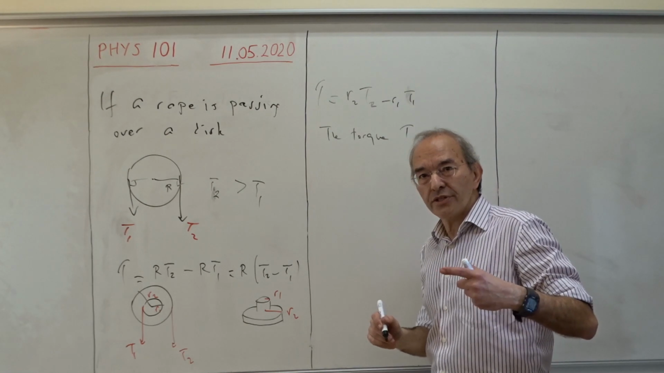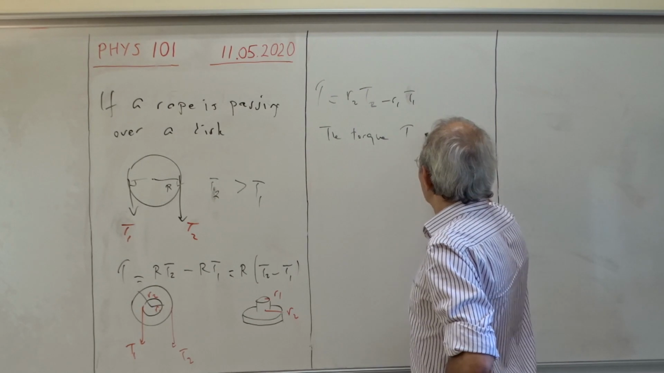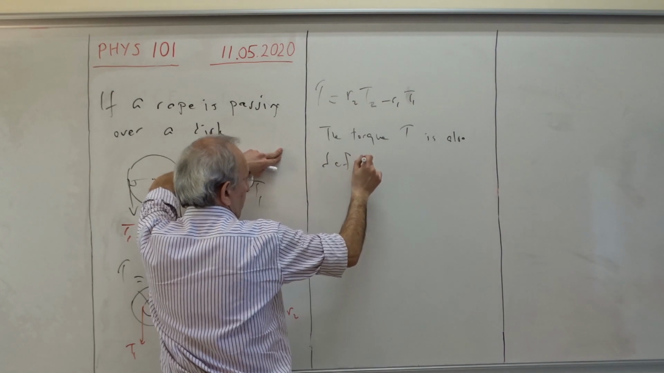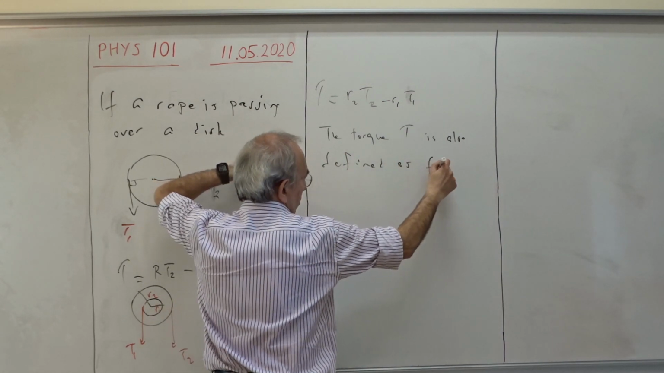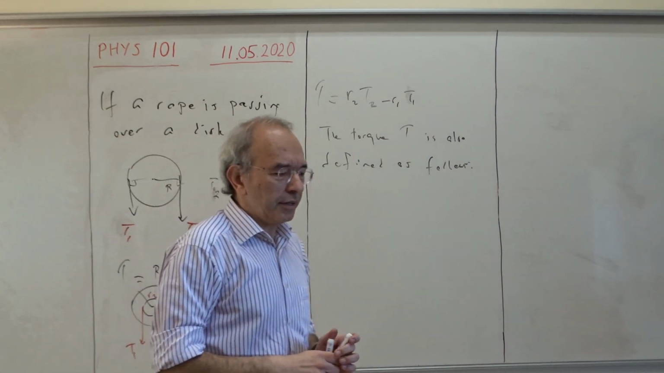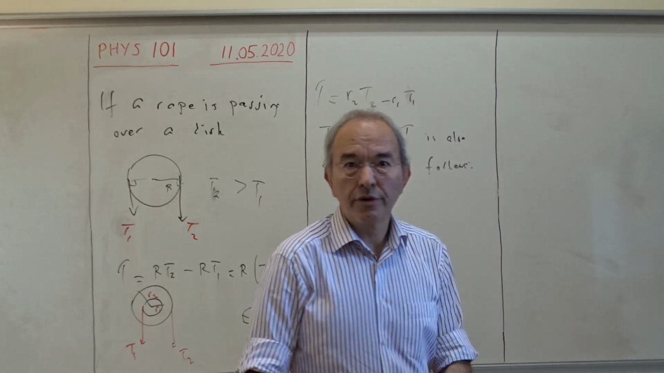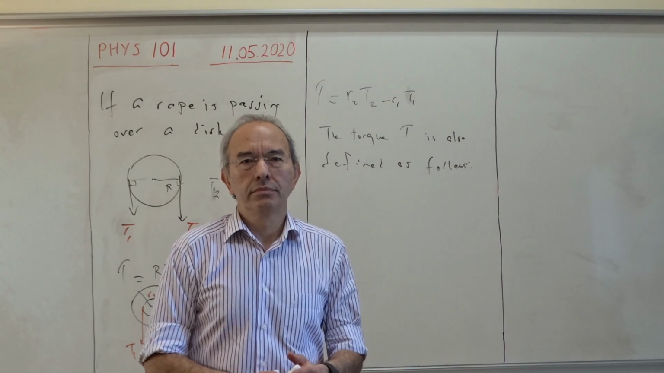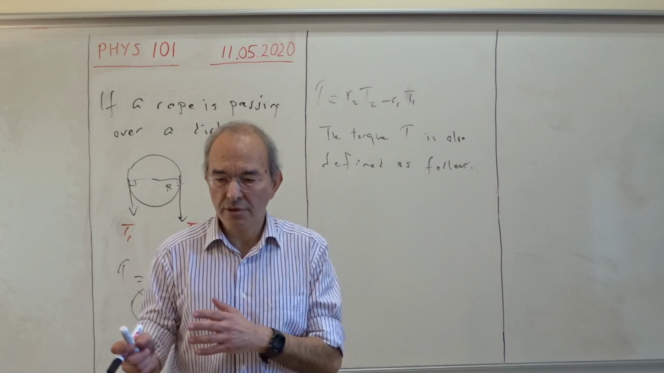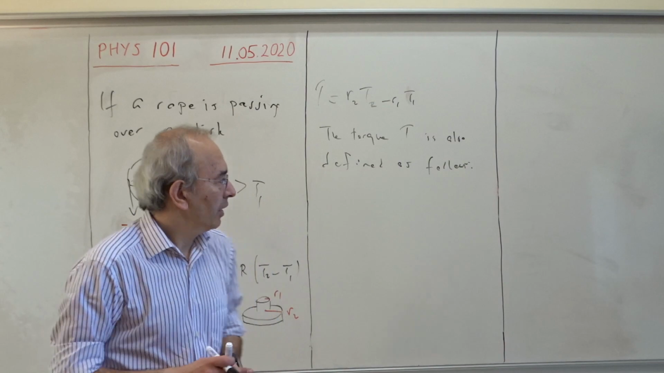The torque tau has a different equation of definition. The torque tau is also defined as follows. Remember Newton's second law. It is one of the most widely known examples of physics. Maybe E equals mc squared is one of them. F equals ma is maybe the second.